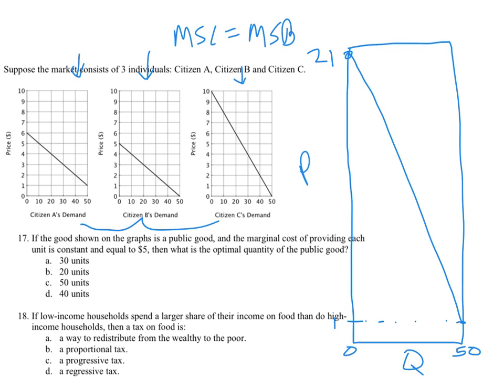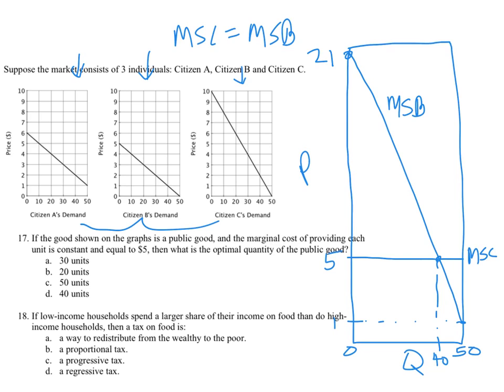Well, let's look at quantity 40 and see what this coordinate is. We know that this is our marginal social benefit function, or marginal social value function. We know that the optimum is where marginal social benefit and marginal social cost intersect. So I gave it away, that's at 40. But let's just verify that.